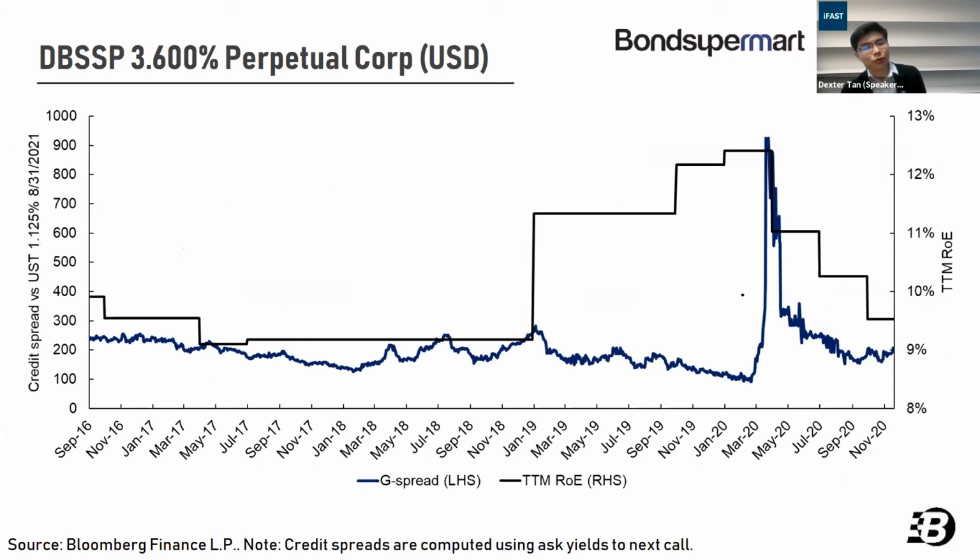The DBS 3.6 perpetual note is included in the Bond Express portfolio. The G spread, which is a measure of the issuer's credit risk, is only 200 basis points. China Evergrande is 1,900, while for DBS it's about 200 basis points. Just for information, the indicative yield to next call is about 2%. It's callable in September 2021.